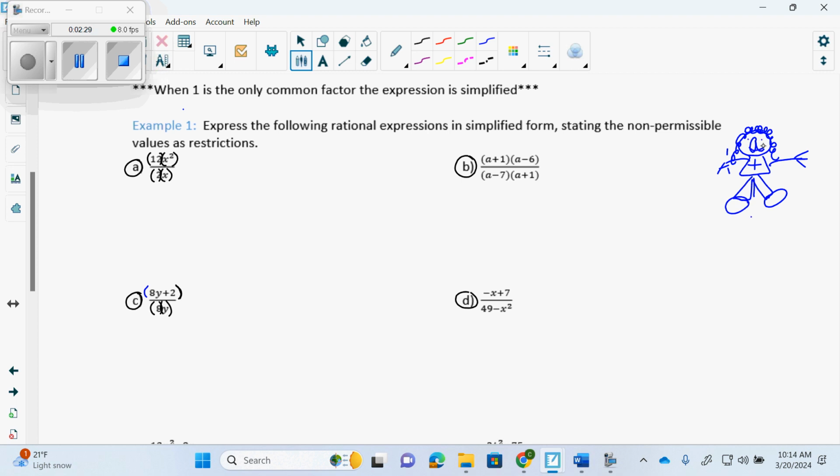Totally good. But if I have a 2x, I have a snowman. What can I do with a snowman?